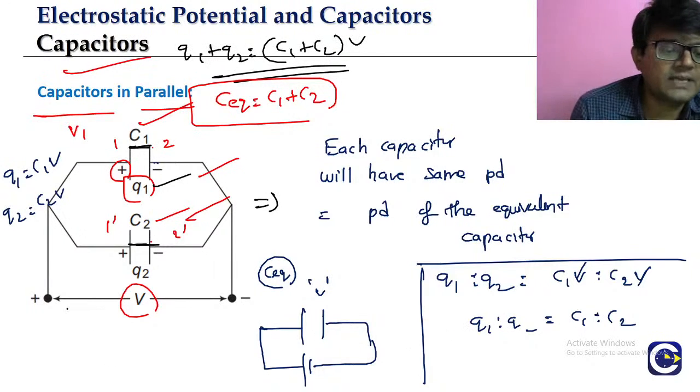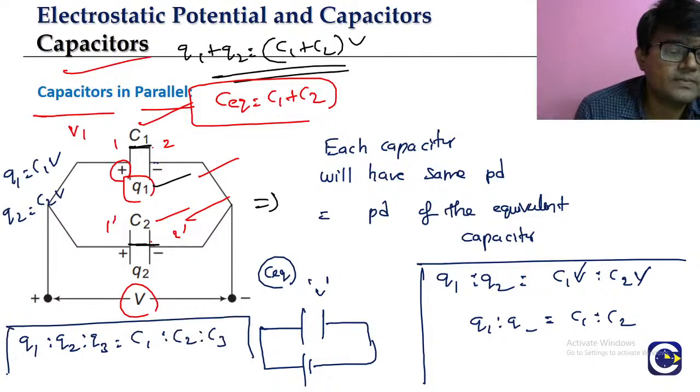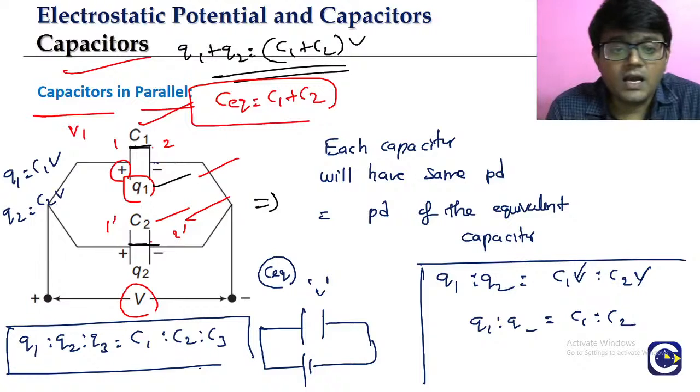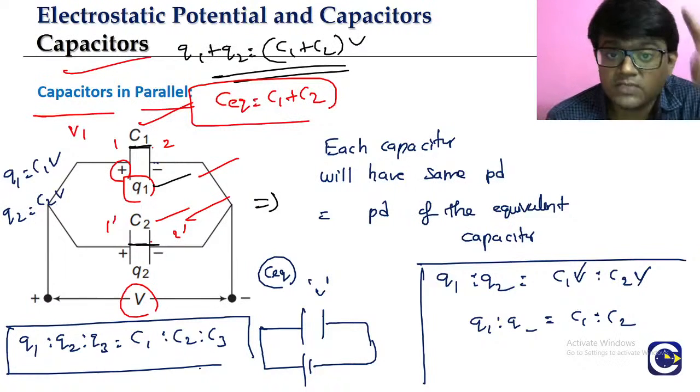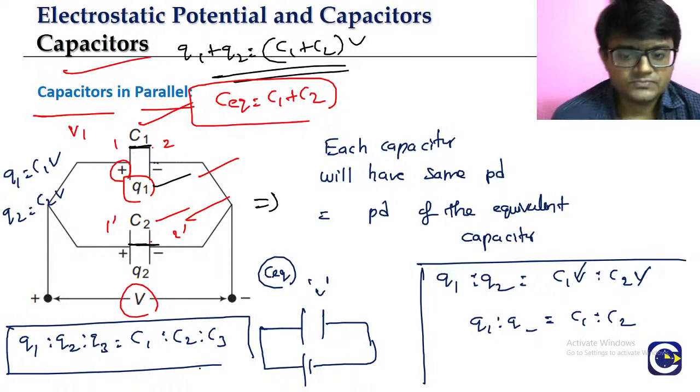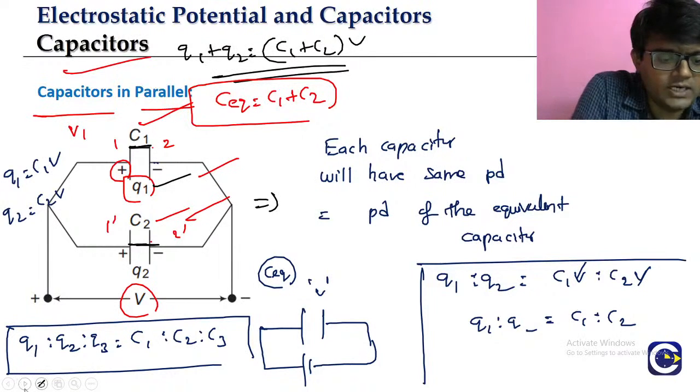If three capacitors namakku series parallel enna vechukonga, then what we will have? The ratio of the charges on them will be C1 is to C2 is to C3. So we are talking about the ratio of the charges. அந்த கேஸ்ல என்ன, in case of the series combination we talked about the ratio of the potential differences. Okay, so we'll just try to summarize.